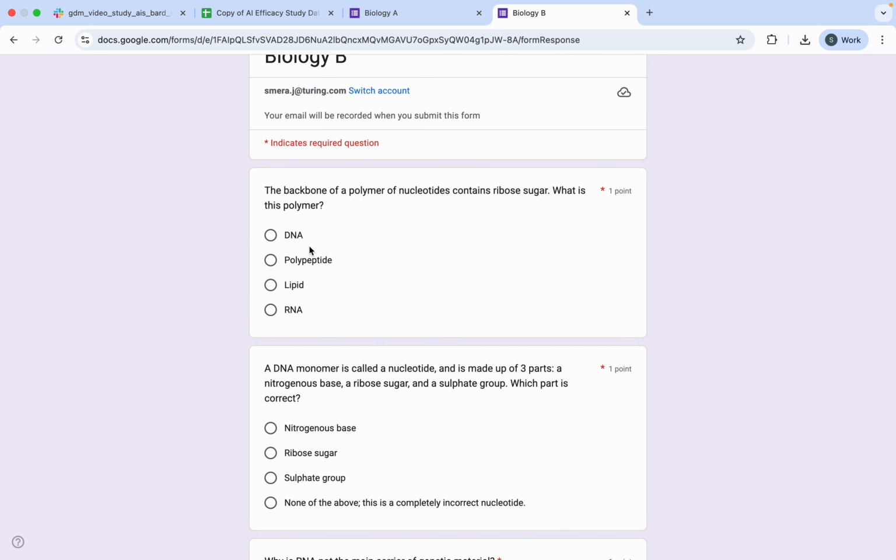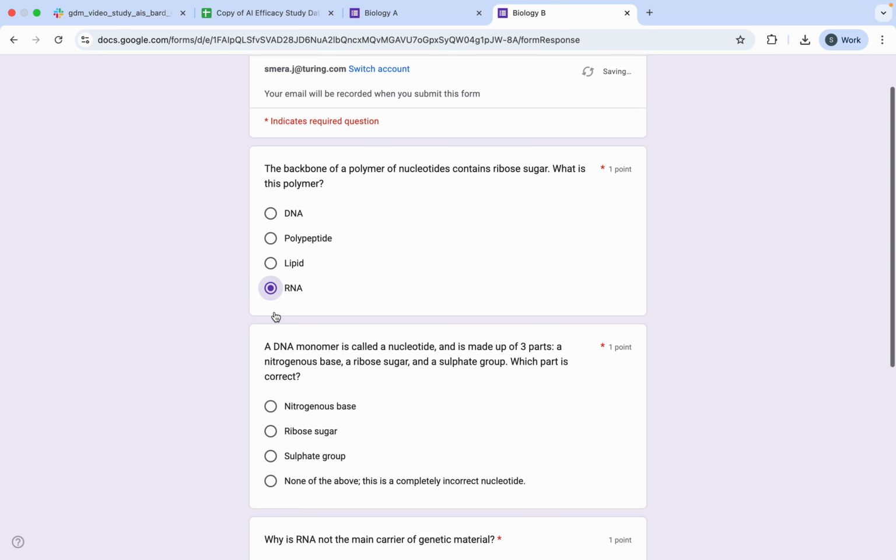Next question: the backbone of a polymer of nucleotides contains ribose sugar. What is this polymer? I think it is RNA. DNA has deoxyribose sugar. Polypeptide, I don't think it is correct. Lipid also, I don't think it is correct. So RNA is the right answer, because it contains ribose sugar.